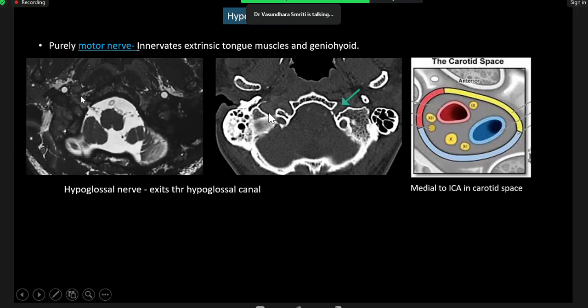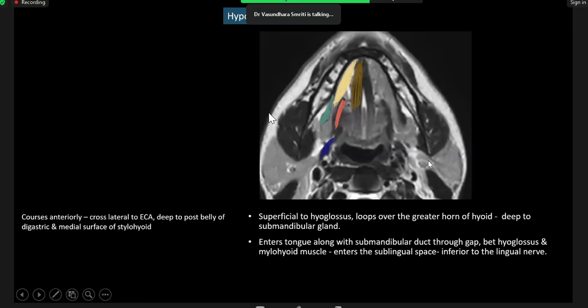The hypoglossal nerve comes out of the hypoglossal canal. It remains in the carotid space medial to the internal carotid. After coming down, it travels deep to the digastric muscle, lateral to the stylomastoid, and comes lateral to the styloglossus, comes out in the groove between the hyoglossus and the mylohyoid and enters the tongue. So all these are my checkpoints to look for any enhancement in this region for the hypoglossal nerve.